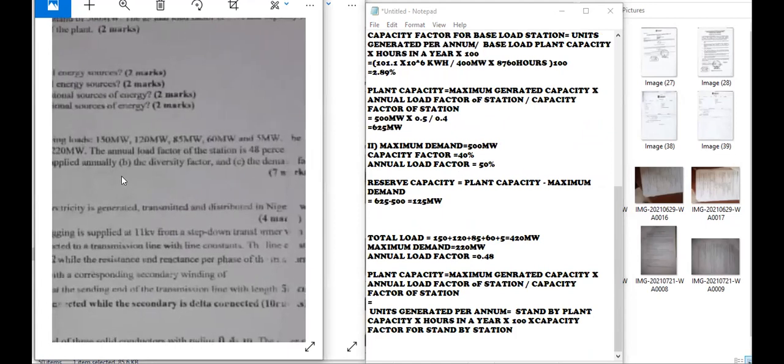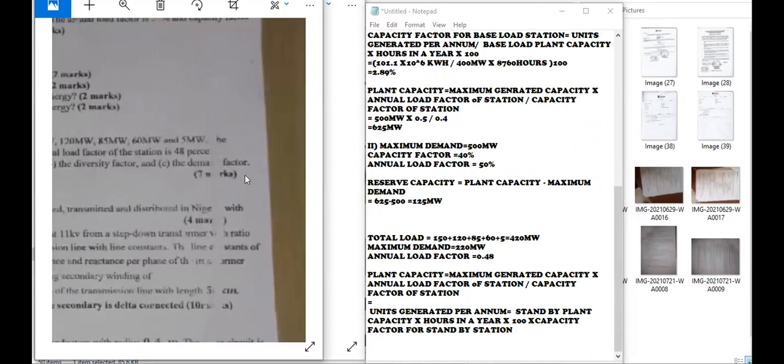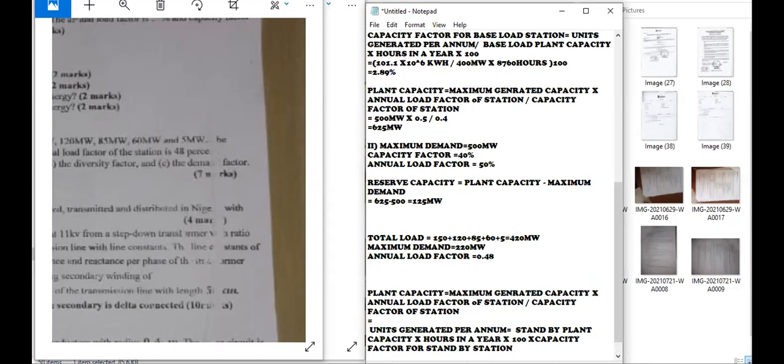The diversity factor, the demand factor. It's not going to be easy. Diversity factor is the sum of all the quantities listed, 420, divided by the installed capacity, but we don't know the installed capacity yet. Then demand factor will be the maximum demand divided by the connected load. I think we can solve this one. This is the connected load, this is the maximum demand, so we can find the demand factor. That is the one we can find now.